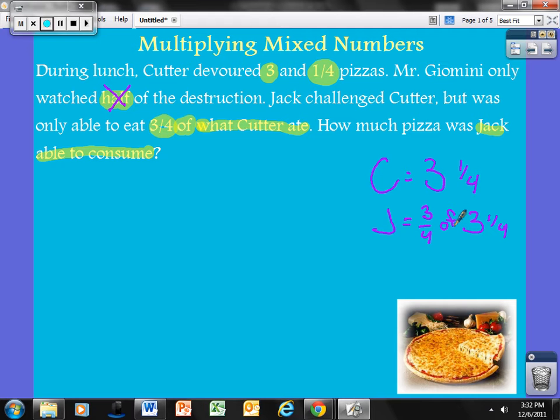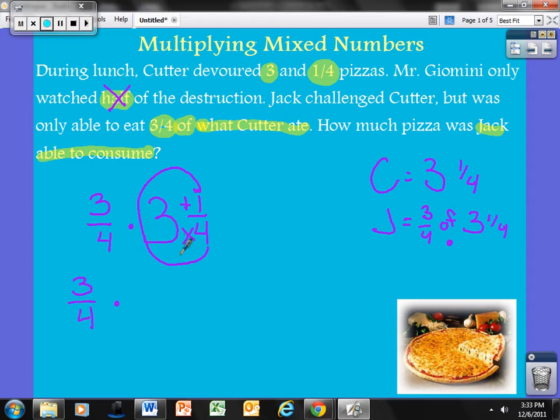Now, if you remember from our pre-algebra unit, of means multiplication. So I am multiplying to figure out how much Jack ate. 3/4 times 3 1/4. Now, as we talked about today in class, you cannot multiply this fraction by this mixed number, so I need to convert this mixed number into an improper fraction. Remember what we do? We go denominator times whole number plus the numerator. Looks like a C. Go around in a C formation times addition. So the 3/4 stays the same. That's Jack ate 3/4 of. Of means to multiply. What Cutter ate?